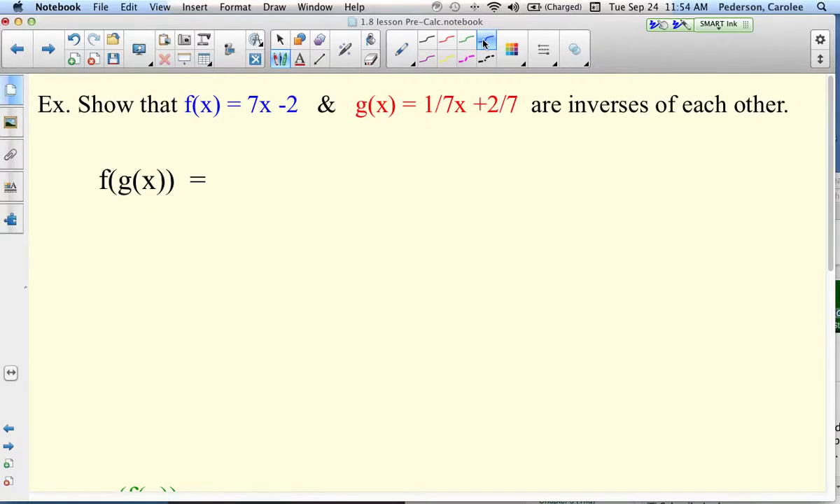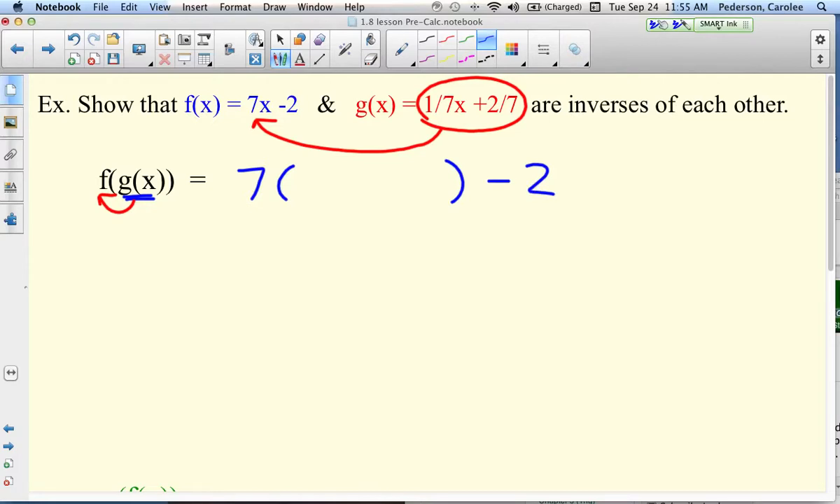So you start with the innermost parentheses first, which is your g of x. And I'm going to take this red function and substitute it into the blue function, because remember, you're working backwards. So I'm going to replace that x with my red function. So I have 1/7 x plus 2/7. So again, this goes right into here.